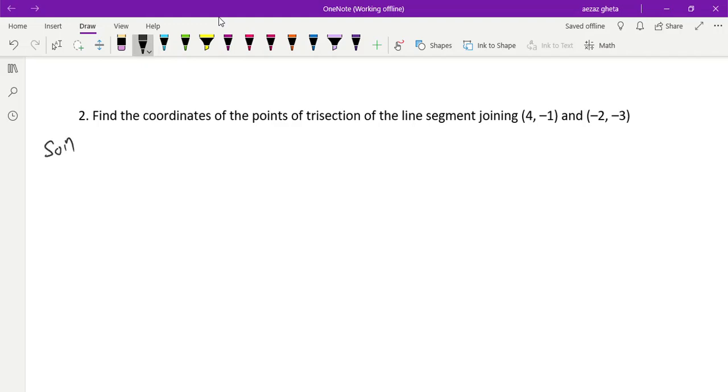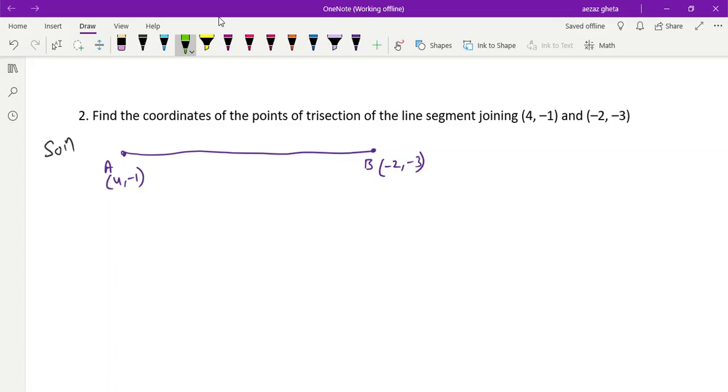Solution. What this question says, let us study. Find the coordinates of the points of trisection. Okay, one line is there. It is divided into 3 parts. A is (4, -1). B is (-2, -3).